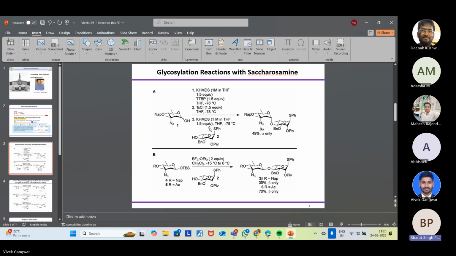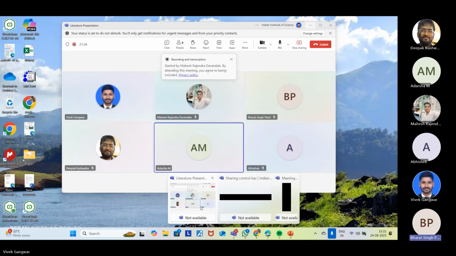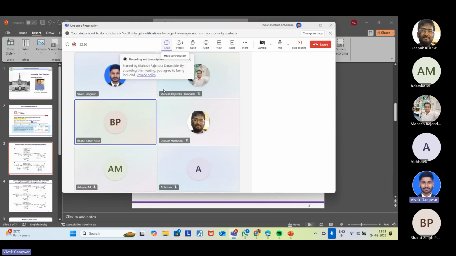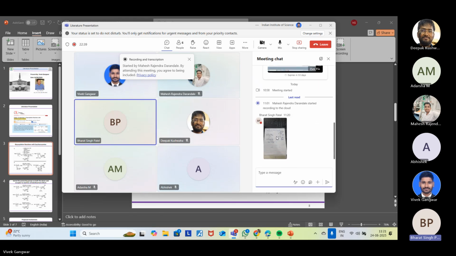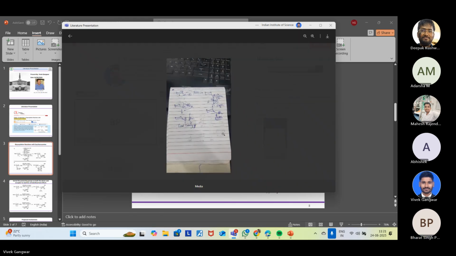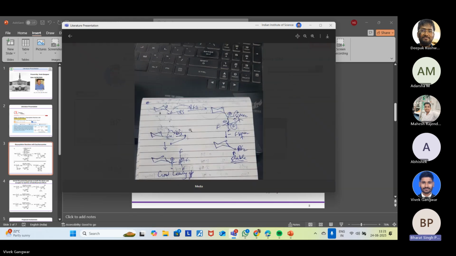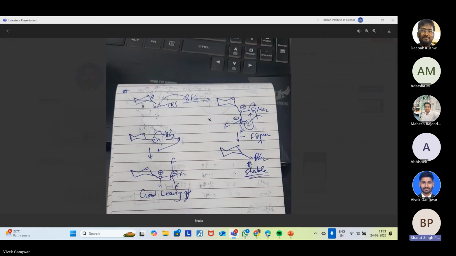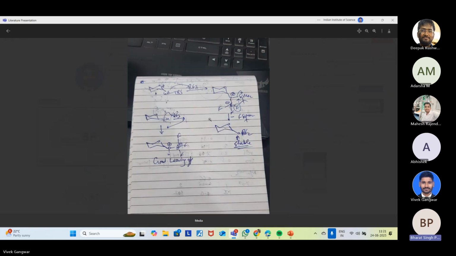Okay, Vivek, just open the chat section. Bharat Bhai shared one mechanism for the same. Go to Teams, go to the chat, open this picture. Make it big. Look at the stereochemistry, Vivek.